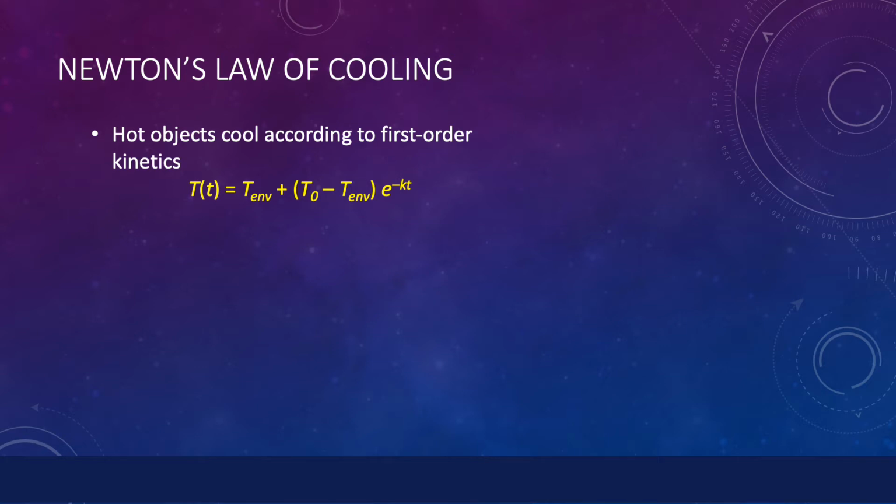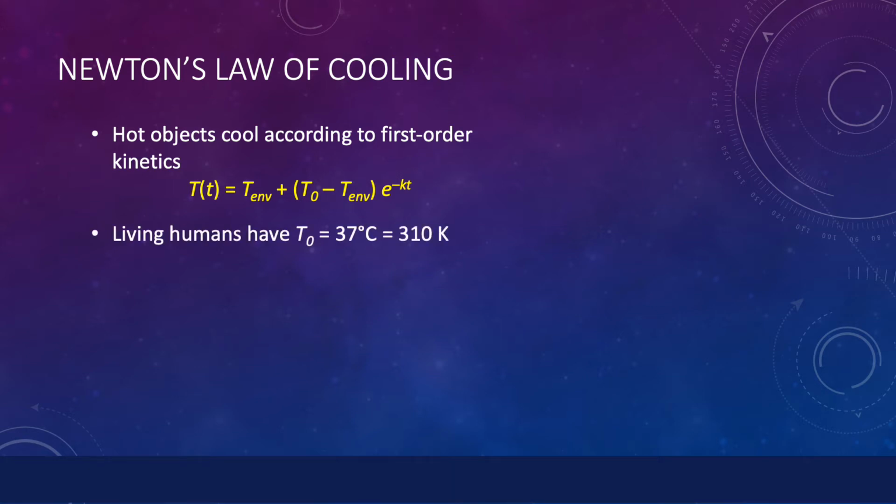This process actually looks a lot like a first-order rate equation that we have from chemistry. Remember that the concentration of a reactant is going to equal its initial value times e to the minus kt. So we have that element here. The one thing that we have also, though, is that it doesn't decay to 0. It decays to a particular temperature, the temperature of the environment.